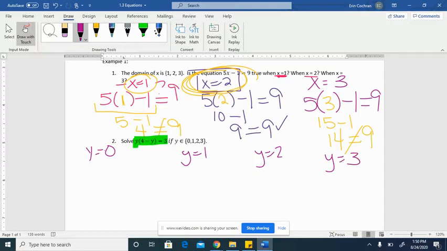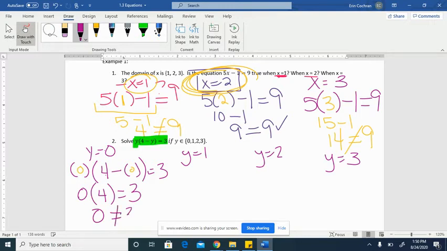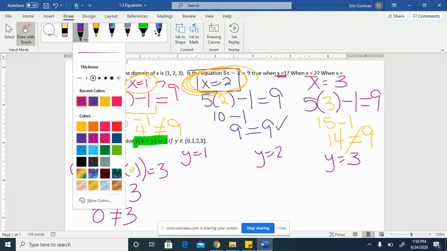So let's go ahead. y is 0, so we're going to plug in 0 for y, times 4 minus y, which is 0 again. Does that equal 3? Well, order of operations says we do the parenthesis first. So 4 minus 0 is 4. And then we multiply: 0 times 4 is 0. Does 0 equal 3? No. So 0 is not a solution.